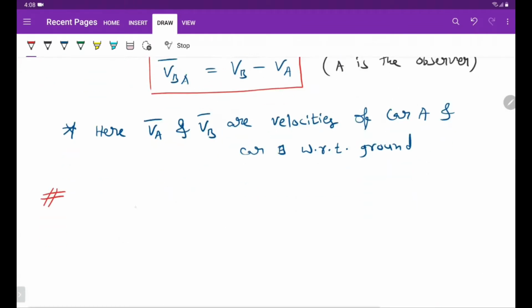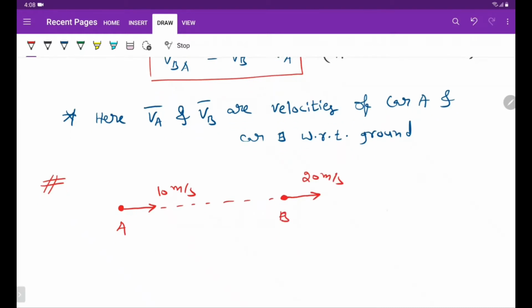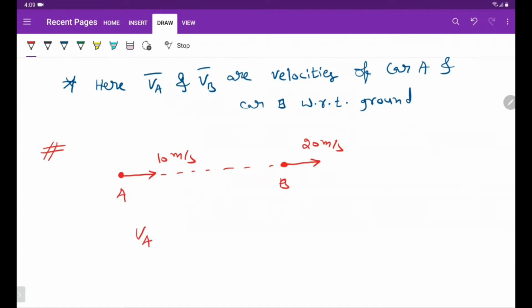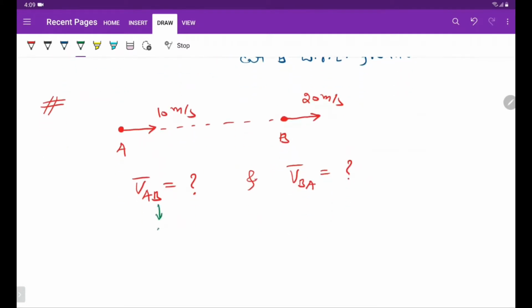Suppose I am taking a situation where car A is moving right side with speed 10 meters per second along a straight line. I am taking car B. It is moving right side with 20 meters per second. The questions are: what is the velocity of car A with respect to B, and second, what is the velocity of car B with respect to car A? Here B is the observer in the first, and here A is the observer in the second.